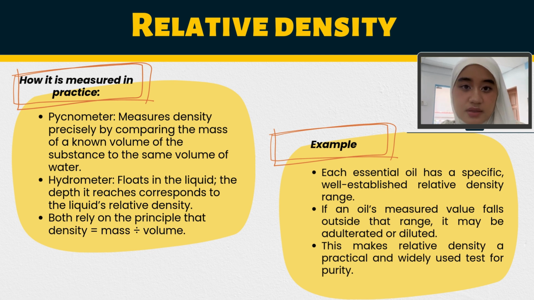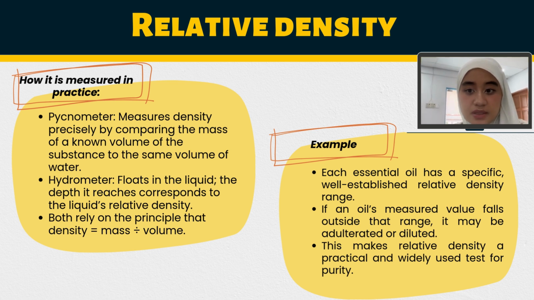How is it measured in practice? A pycnometer measures density precisely by comparing the mass of a known volume of the substance to the mass of the same volume of water, and a hydrometer floats in the liquid. The depth it reaches corresponds to the liquid's relative density. Both rely on the principle that density is equal to mass over volume.